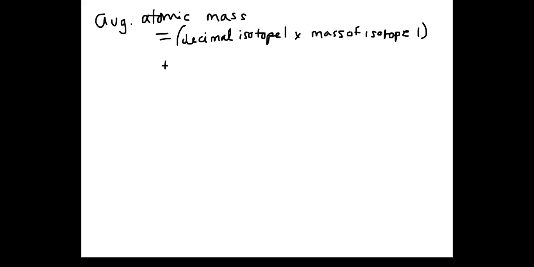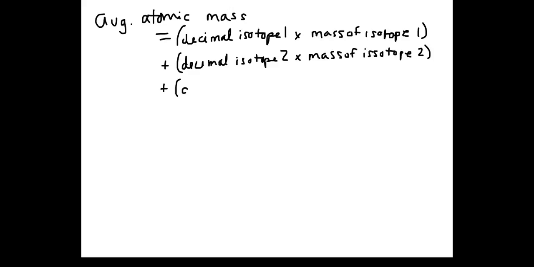Plus the decimal of isotope 2 times the mass of isotope 2. Spelled isotope 2 wrong, but that's okay. And so on with however many isotopes you have.